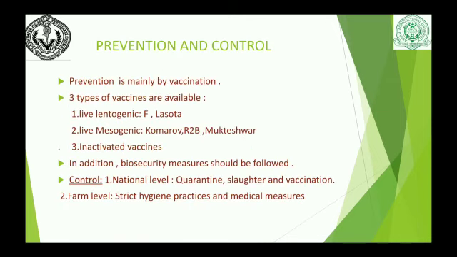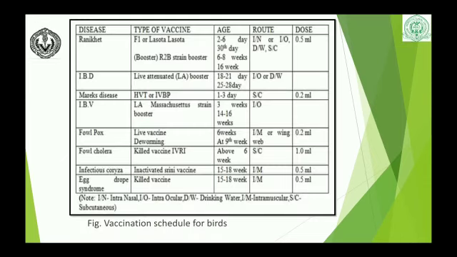Prevention and control. Prevention is mainly by vaccination, and there are 3 types of vaccine available. There is live vaccine, example F1, Lasota; live mesogenic vaccines, example Komarov, R2B, Mukteshar; and third is the inactivated vaccines. In addition, biosafety measures should also be followed, which includes proper sanitation, isolation, quarantine of the birds. Then the control at the national level should be done, like quarantine, slaughter, and vaccination of the birds which come from foreign countries. And then at the farm level, strict hygiene practices and medical measures should be taken.